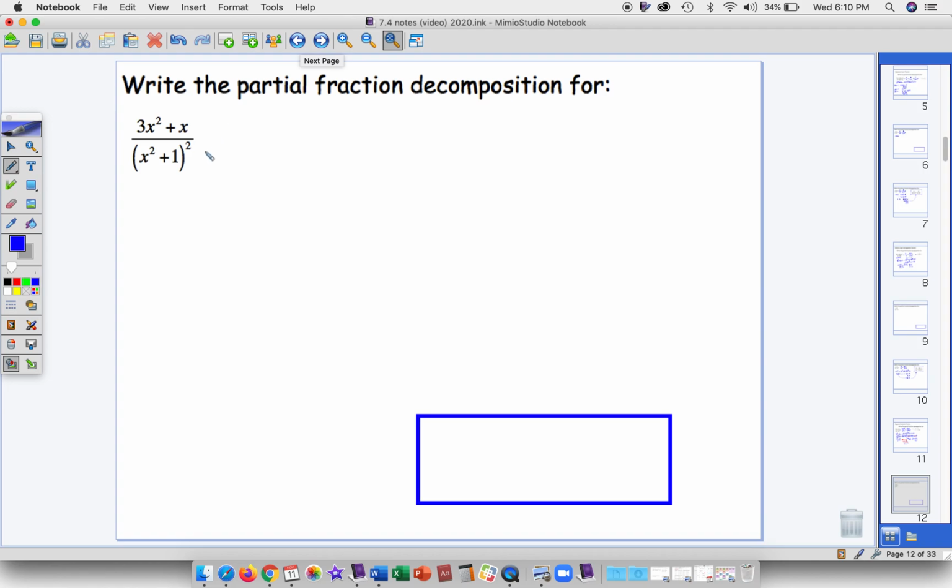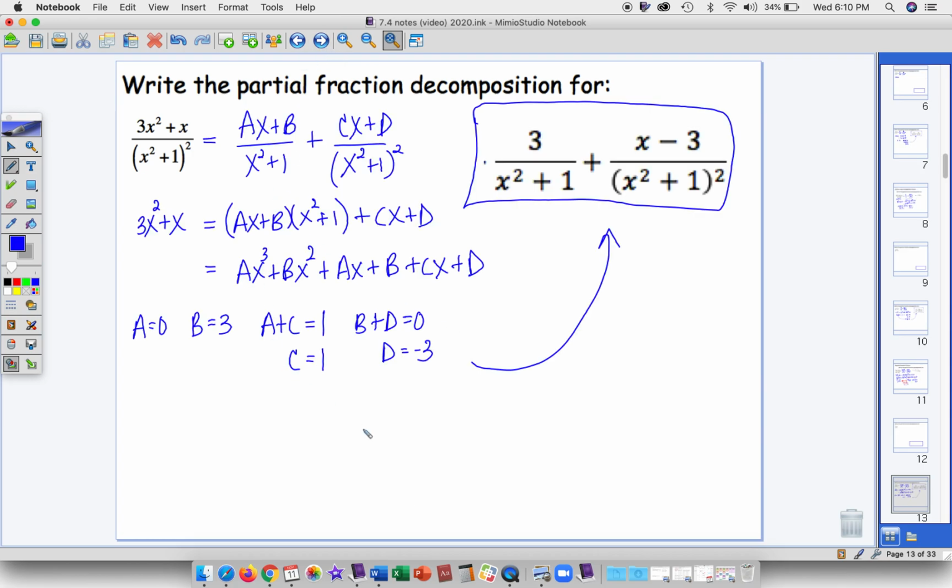Try this example for repeated quadratic factors. Pause the video, come back when you're done, and we'll compare solutions. Okay, hopefully you got this solution. If not, check the work. And remember again, you can always check by adding the fractions together.